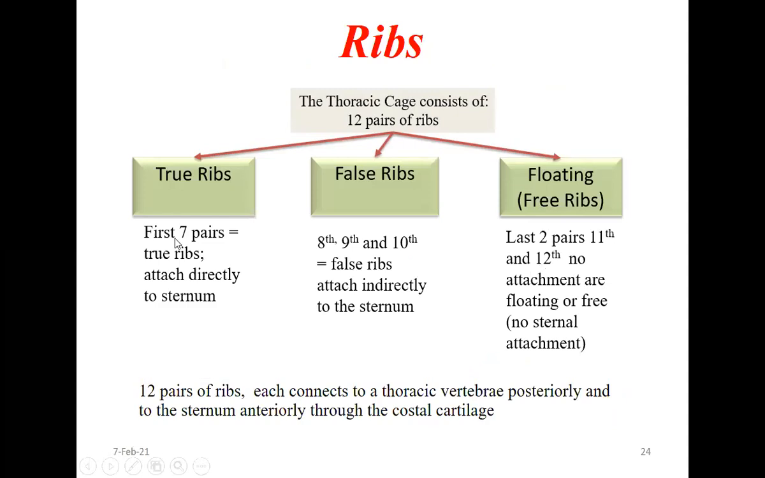So the first seven, 1 to 7 pairs of ribs, are called true ribs. 8, 9, 10th are called false ribs, and 11th and 12th are called the floating ribs or free ribs. Free ribs because they are free, they are not attached to the sternum. So 12 pairs of ribs are present, each connecting to a thoracic vertebra posteriorly. As I said, all are attached to the vertebrae, the backbone, and to the sternum anteriorly through the costal cartilage. So anteriorly, these ribs are attached to the sternum except the last two ribs. Posteriorly, they are attached to the vertebrae, the backbone, the thoracic vertebra.